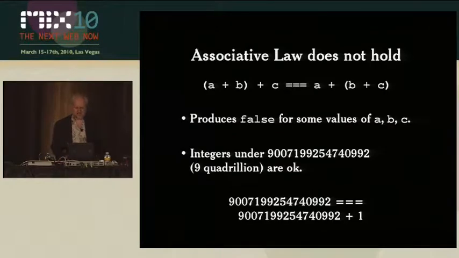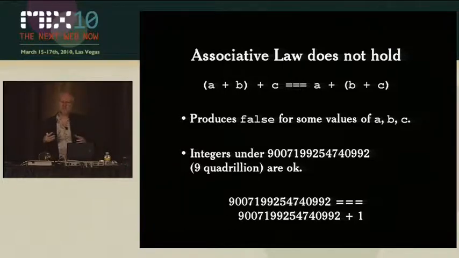In any computer system, the associative law does not hold. Just because numbers in a computer have to be finite, but real numbers don't. And so you're always going to have conditions where you cannot represent something accurately, and so the order in which you do things can produce different results.